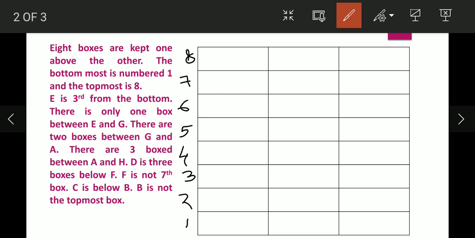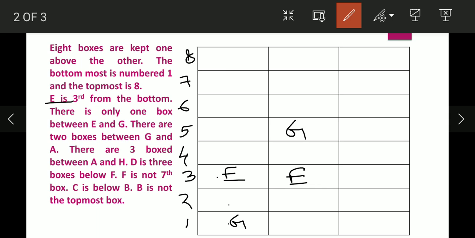So at first it is given that E is third from the bottom. Therefore from the bottom, that is from 1, first, second, third, this should be the position for E. Next it is given there is only one box between E and G. Since there is only one box between E and G, G could be below E or it could be above E.